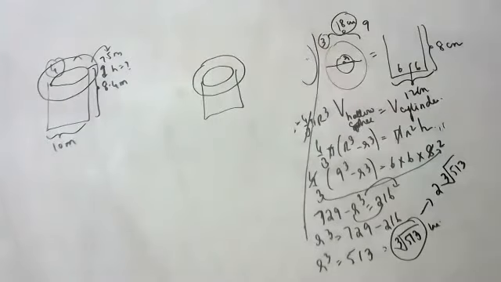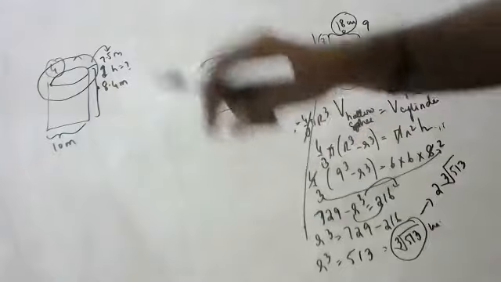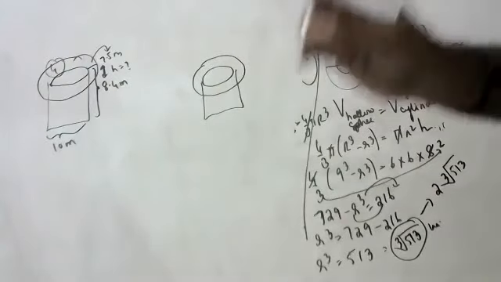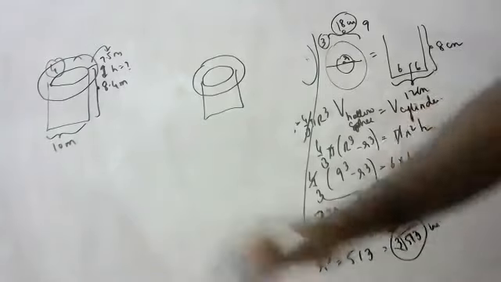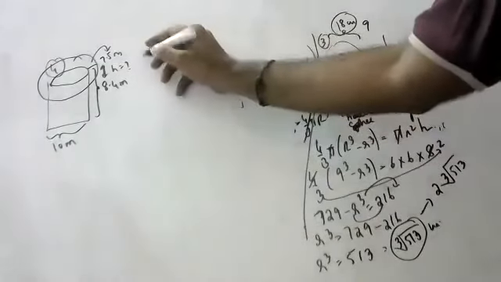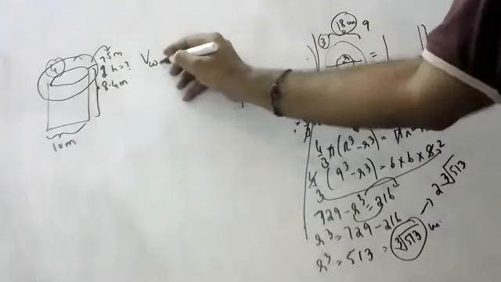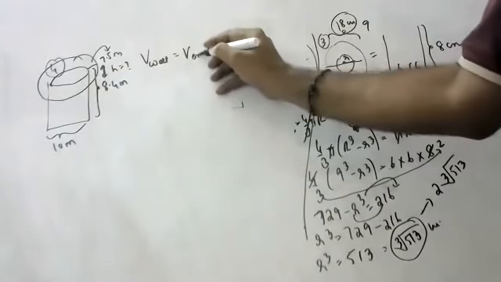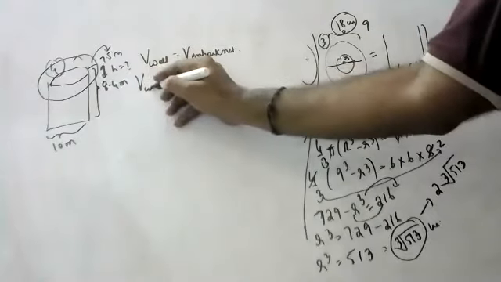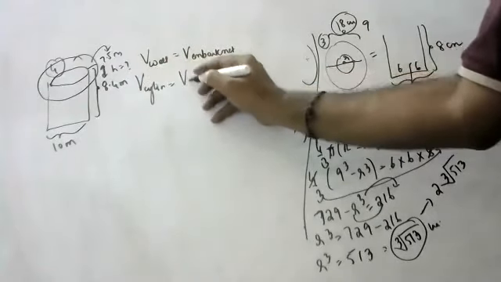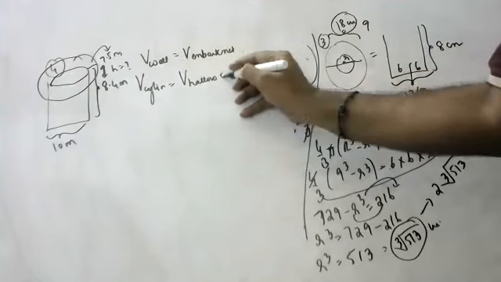You know what is an embankment? It is a parapet wall which is constructed around the well. So embankment is a hollow cylinder. Now tell me how to do this question. Volume of well is equal to volume of embankment. So volume of cylinder is equal to volume of hollow cylinder.